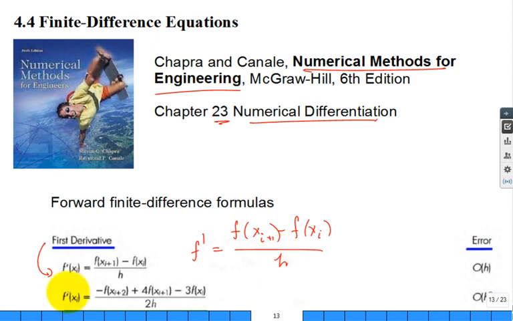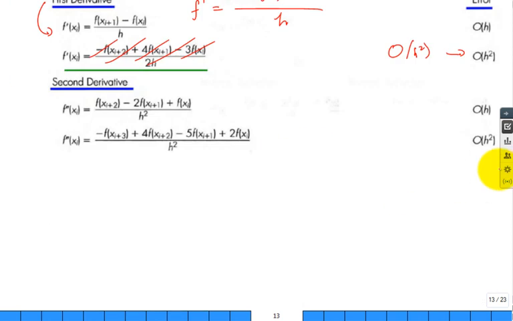Or how about this one? Nobody really uses these higher order ones. If I look at the error term on this, it's order h squared. Nobody does that. How about the second derivative? This is the one everybody remembers.